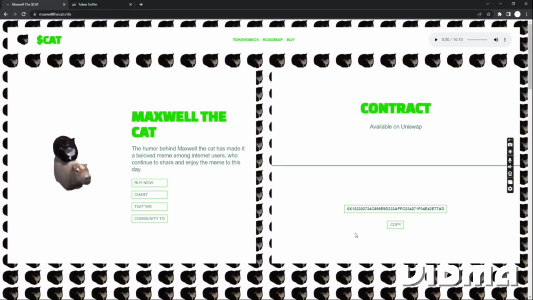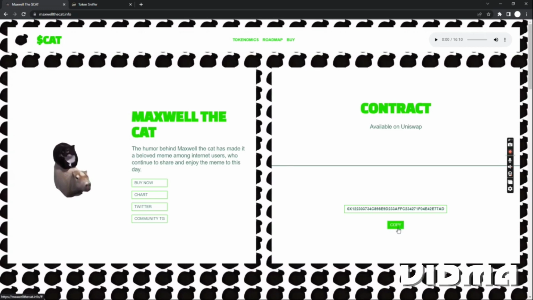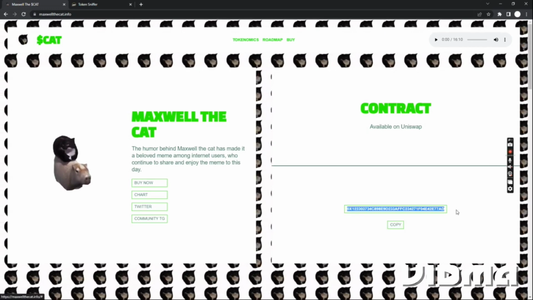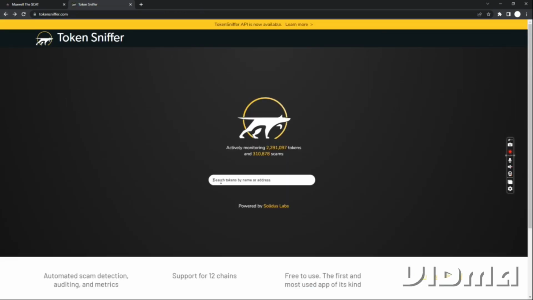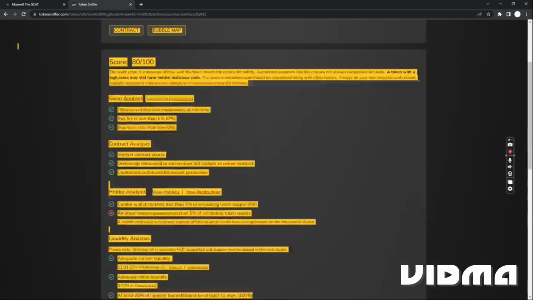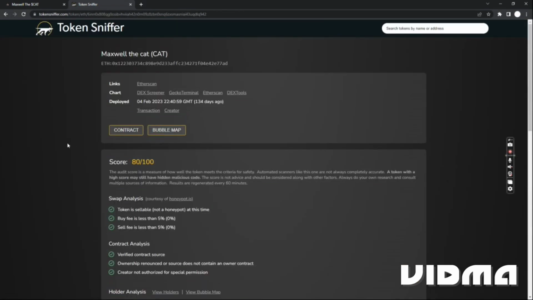Wow, this is a cute meme token. I want to buy this meme token. So I click copy the address, and paste it into tokensniffer.com. So now we have a technical analysis, so we can be sure that there's no risk except the risk of everyone selling.